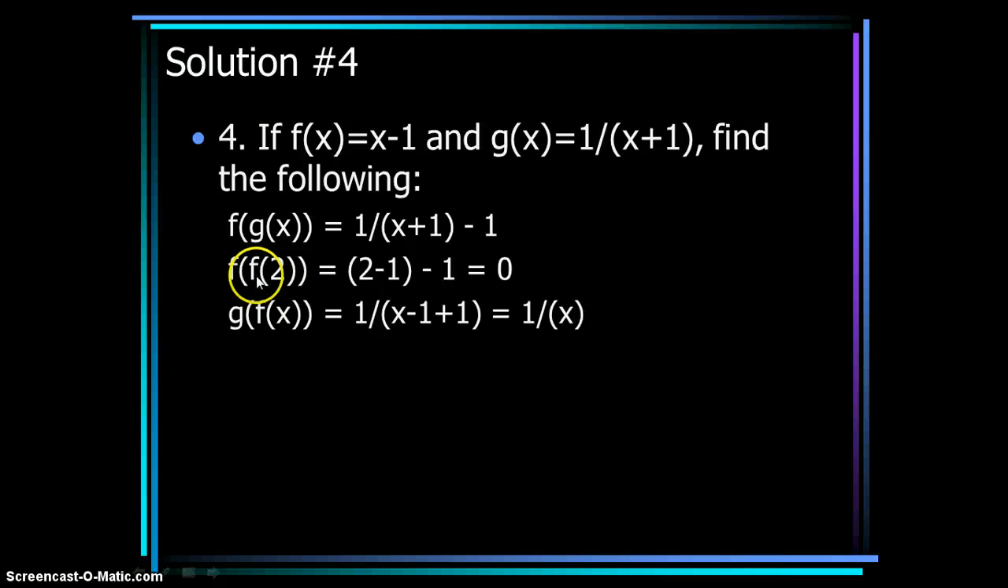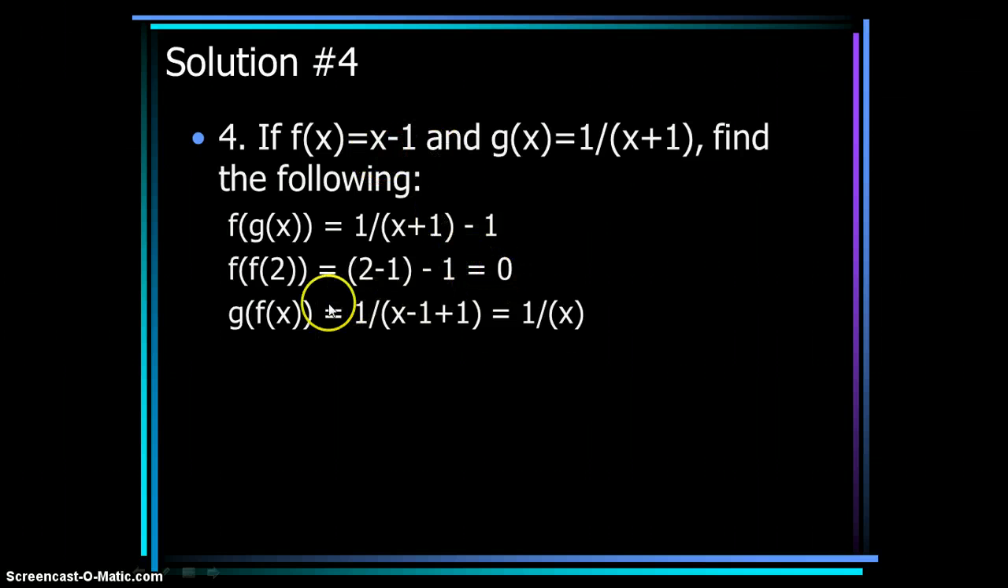Find the value of f of f of 2. What you're going to do here is first stick 2 in to find f of 2. So f of 2 is 2 minus 1, or 1. And then you're going to stick 1 into the function again, and 1 minus 1 is 0.